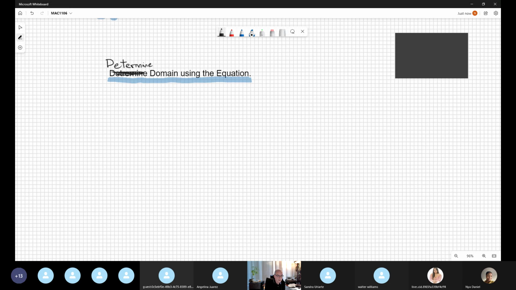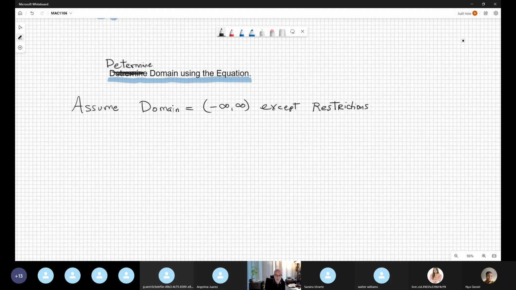Let's see what is the idea. It's important to understand, guys, you assume that the domain is always all real numbers from negative infinity to positive infinity, except the restrictions. And what is that? Well, we have different kinds of restriction, but in this chapter we study only three kinds of restriction. Now the restriction, we have three categories: 1, 2, 3.